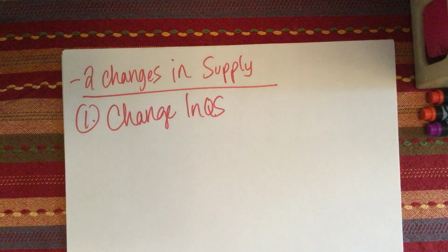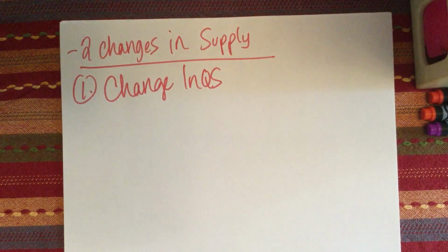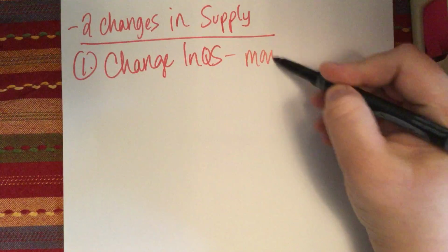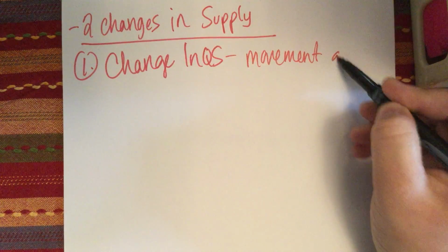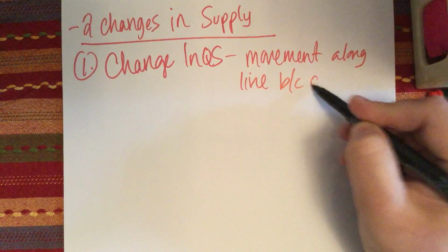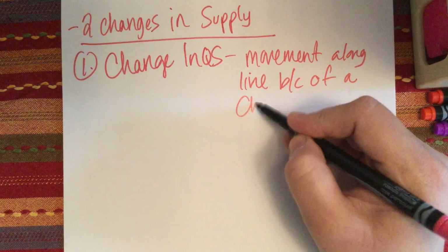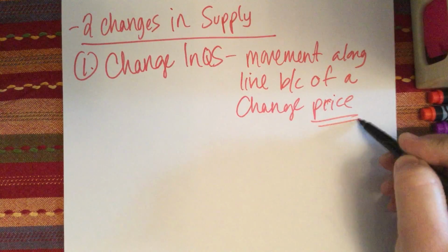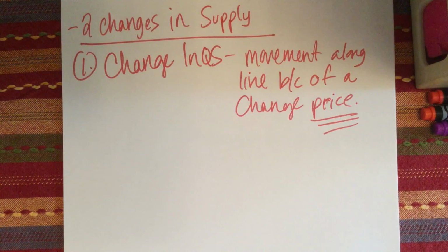Okay, this second video is talking about the two changes in supply. There's number one, a change in quantity supplied, and number two, a change in supply. So first thing, a change in quantity supplied is just a movement along the line, along the supply curve, because of a change in price. And again, the only thing that is changing in this case is price. And so then you respond by supplying more or less to the market.